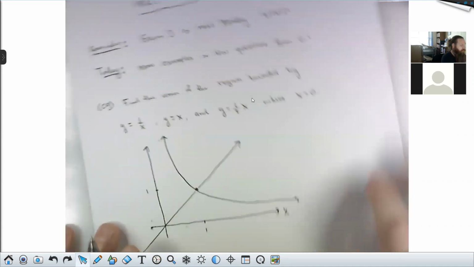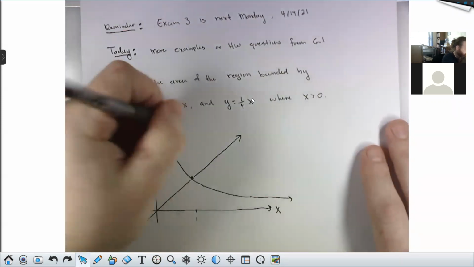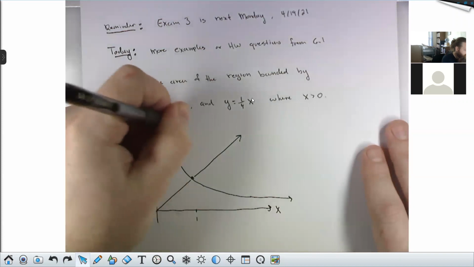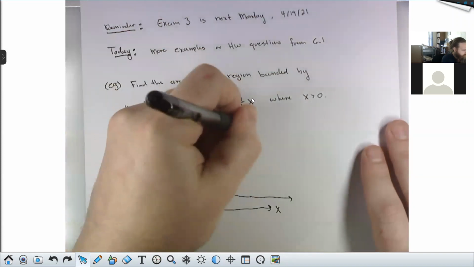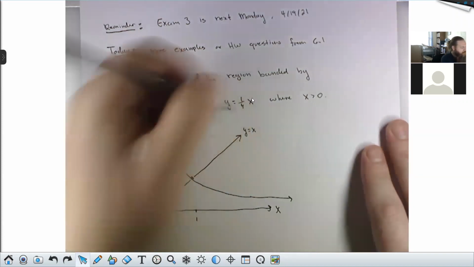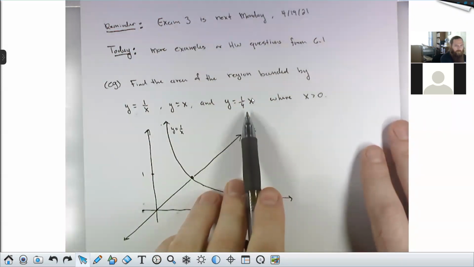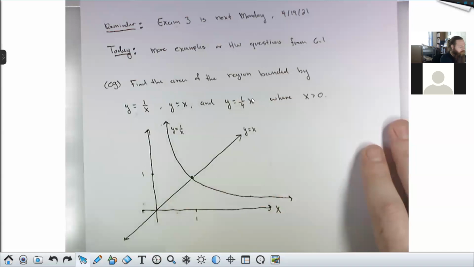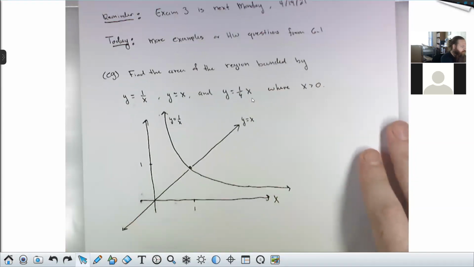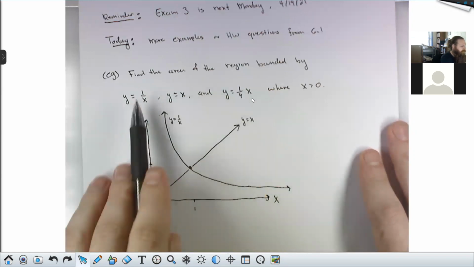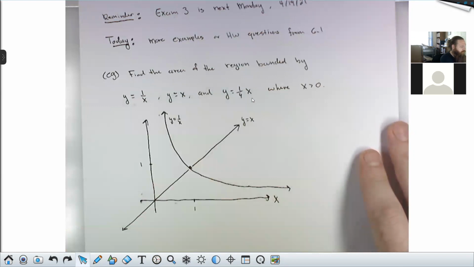So there's y equals x. Y equals 1/4 x. This guy is a line with slope 1/4 going through the origin. So when x is 1, he would be down here at 1/4. And I think before you sketch this guy in, it's nice to see where they intersect.